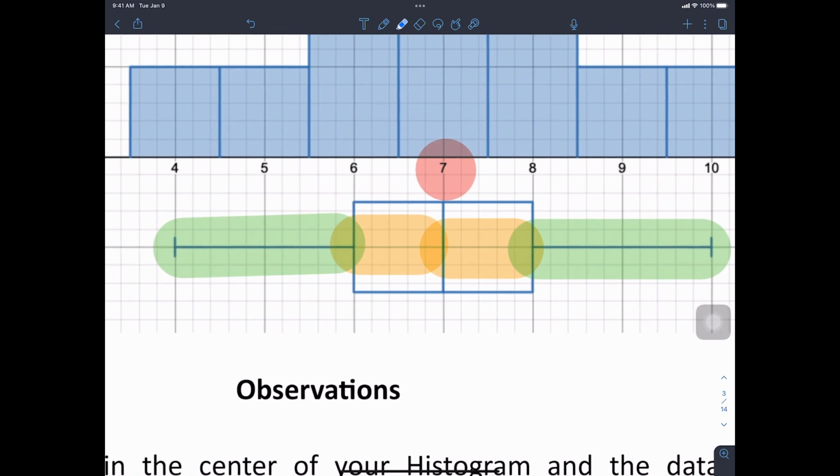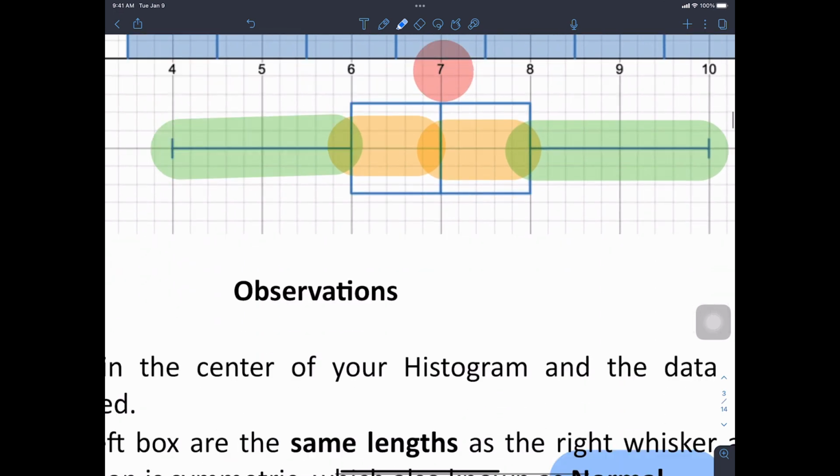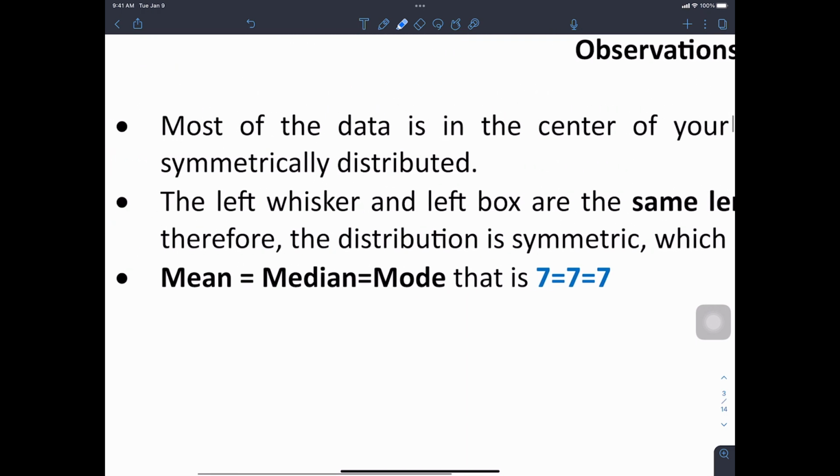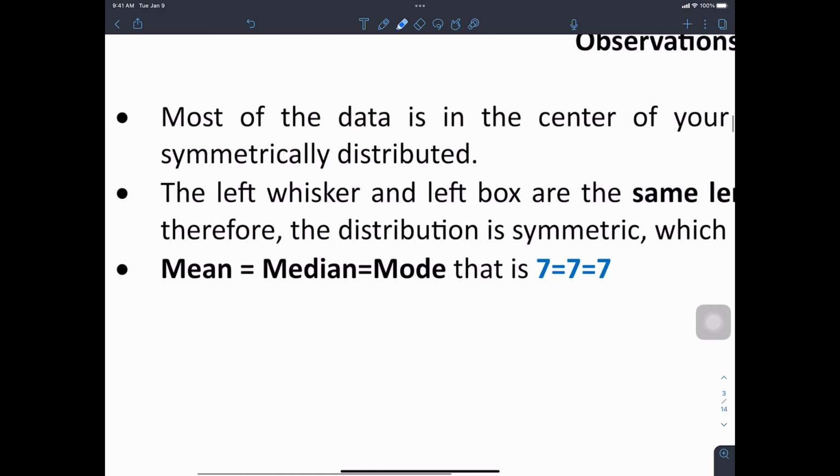Okay? Normal distribution. Most of the data will be in the center. And that's what I want to notate. And then notice the relationship between the mean, median, and mode. They're the same. And when you have that, that's a normal distribution. That's a trait for a normal distribution when they're equal.